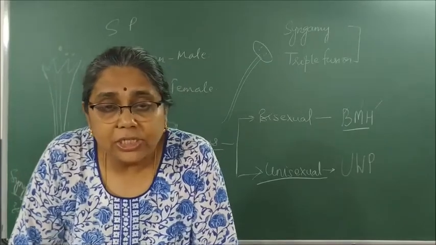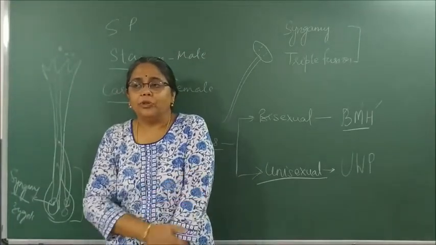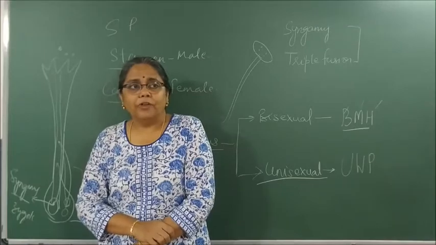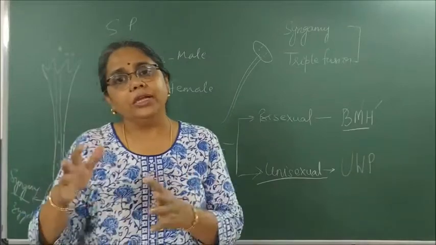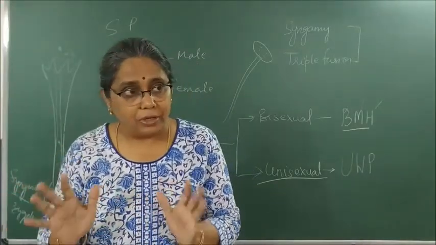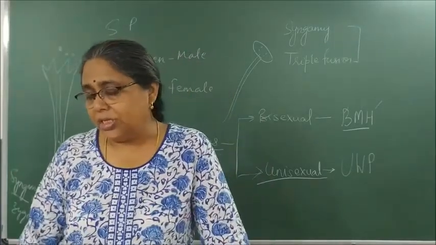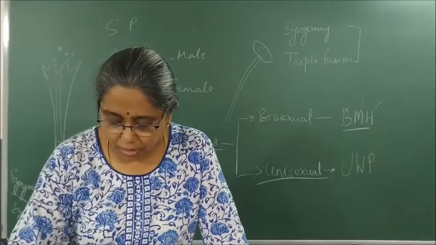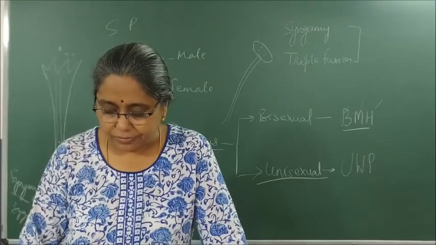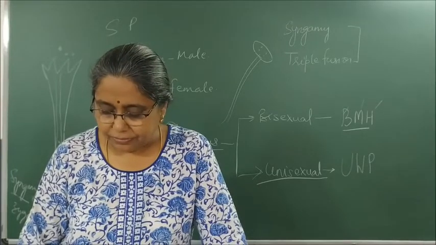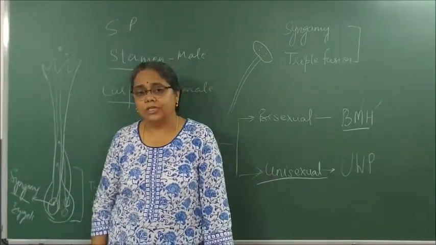So what are the changes that take place after fertilization? After fertilization, the zygote constantly divides to produce an embryo. The ovule develops a tough coat and gets converted into a seed. The ovary gets converted into a fruit. This part is very important. Please underline and write. What changes take place after the flower is fertilized?